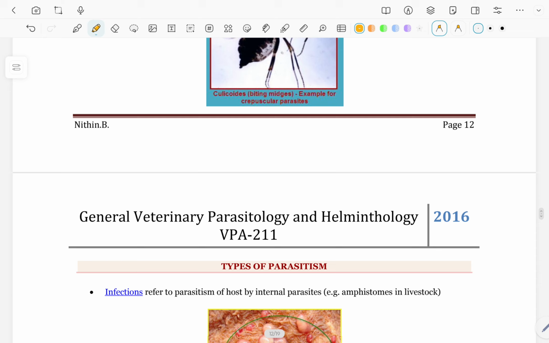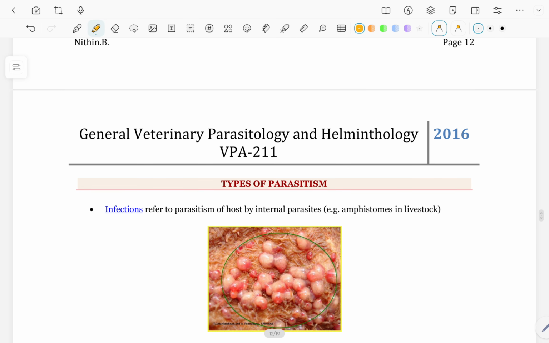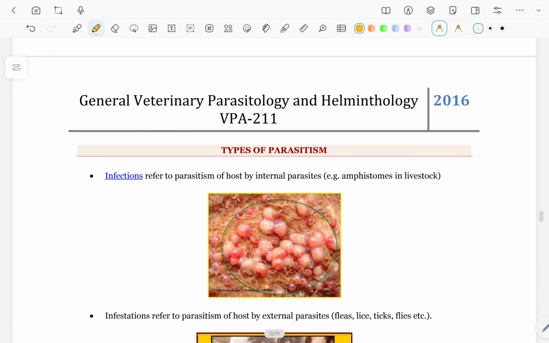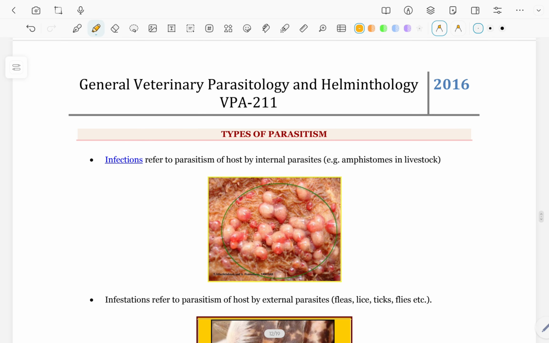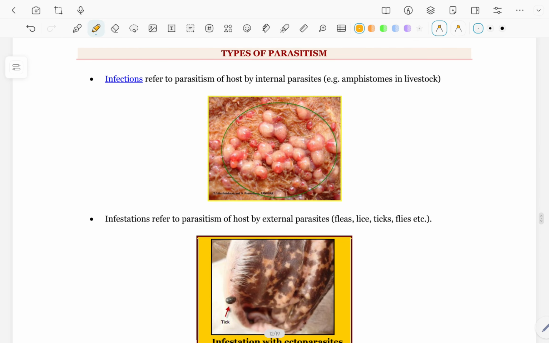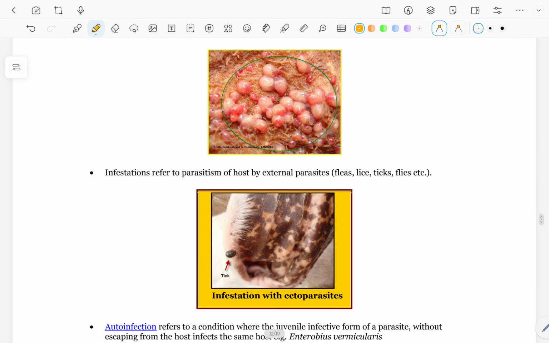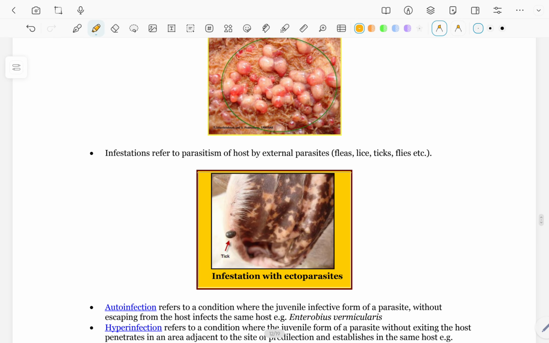Types of parasitism. Infection refers to parasitism of the host by internal parasites. Example: amphistomes in livestock. Infestation refers to parasitism of the host by external parasites such as flea, lice, tick, etc.